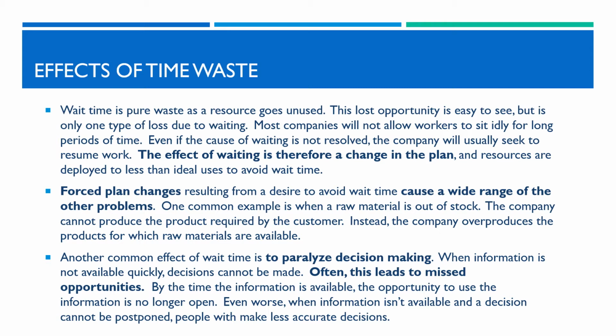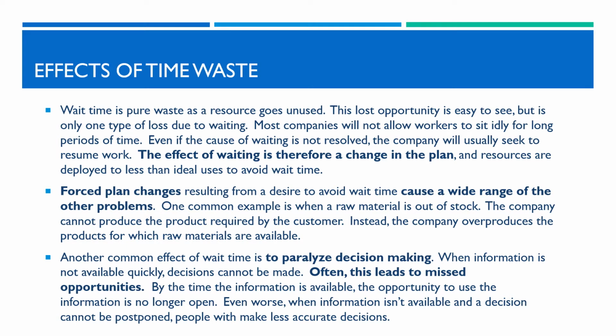The effect of waiting is therefore a change in the plan, and resources are deployed to less than ideal uses to avoid wait time. Forced plan changes, resulting from a desire to avoid wait time, cause a wide range of other problems. One common example is when a raw material is out of stock. The company cannot produce the product required by the customer.